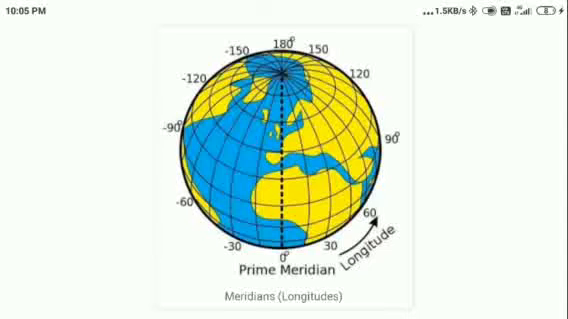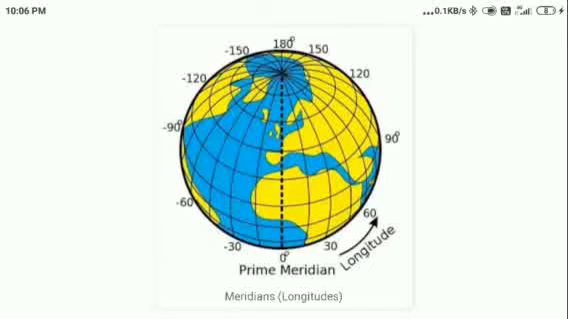So as we said, latitudes are parallel circles, but these longitudes are not parallel. As you can see, they start from the north pole and end at the south pole. So these semicircles are what we call longitudes. They are semicircles starting from the north pole and ending at the south pole in all directions.